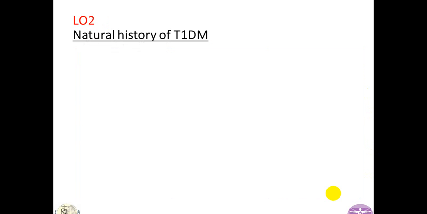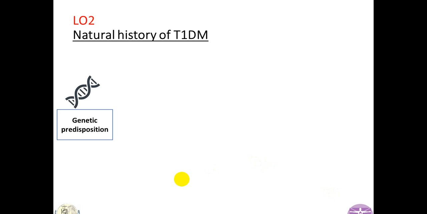Now I will talk about the natural history of type 1 diabetes. So a patient with type 1 diabetes usually will have genetic predisposition. So there is a certain genetic defect in them, usually in the HLA system, and usually in the DR3 and DR4.